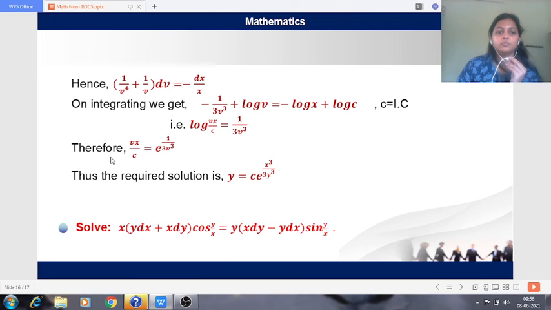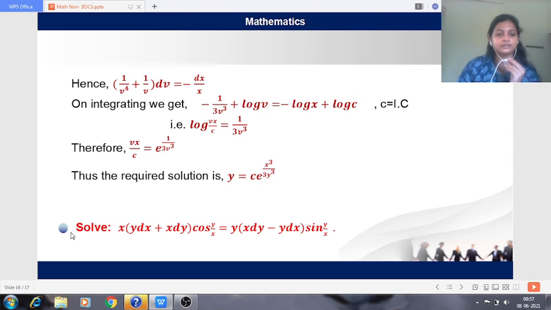Here, putting y equals vx, we can get the required solution. That is, the required solution is y equals c times e to the power x³ divided by 3y³. We put the value of vx, and then we get y equals c e to the power x³ divided by 3y³. Hence this is the required solution.